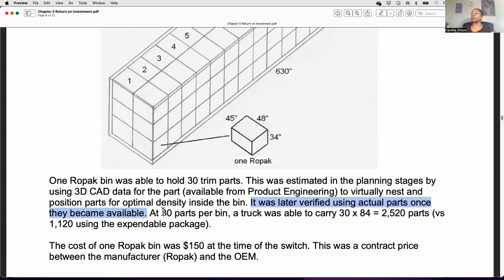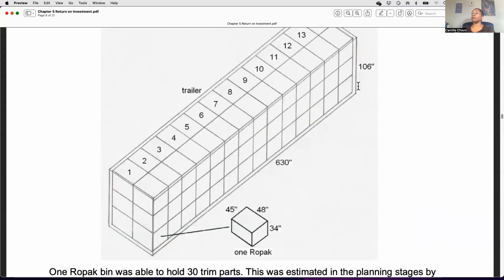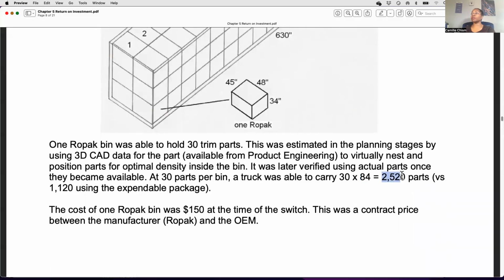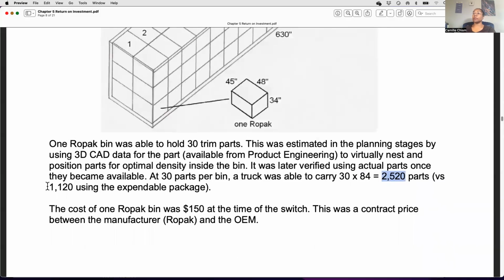So basically, since you now have 30 parts per bin, because it was calculated as an estimate and then verified using real parts, now you know you can get 30 parts per bin times 84 bins in this trailer, and now you get 2,520 parts. Okay, with a smaller box where you can only stack 2 high because of the compression strength, you can only get 1,120. So you have more than doubled how many you can get into the trailer.